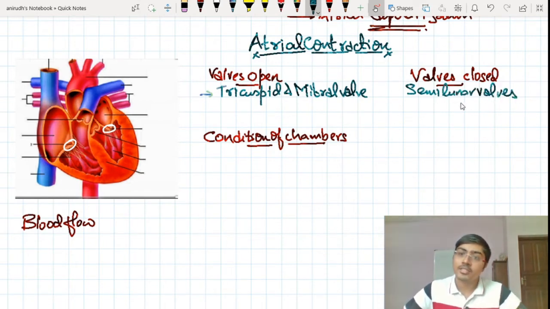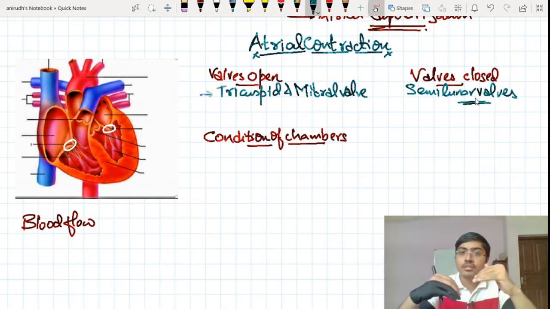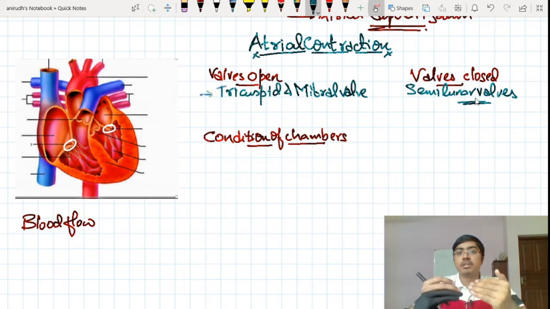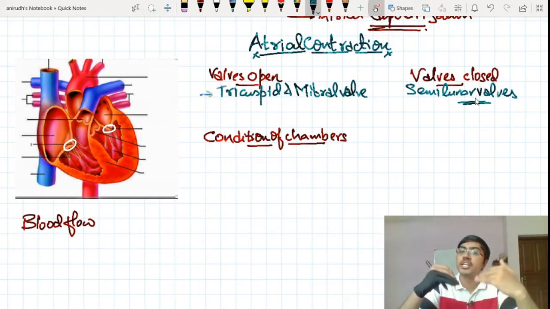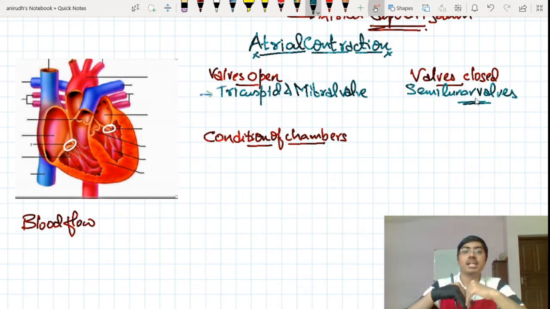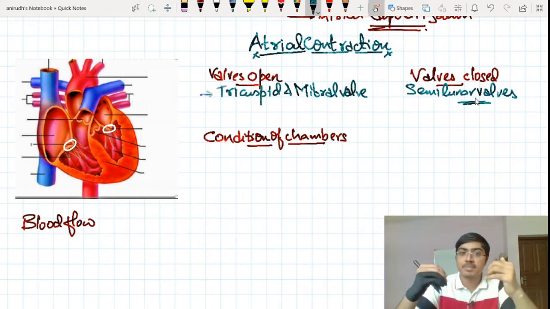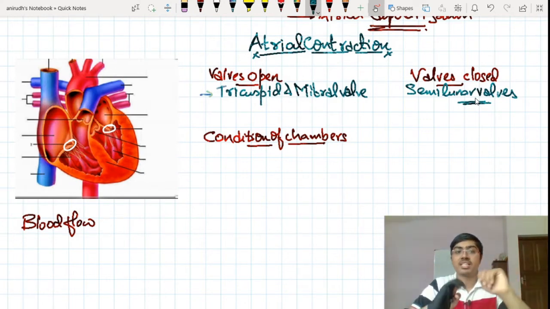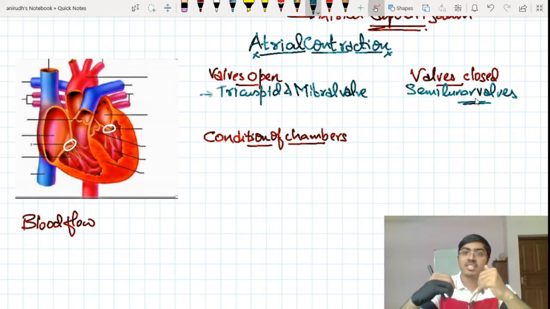Just like the joint diastole, there is no other closing and opening of valves that is happening during this particular phase. What has happened during the joint diastole is just continued into atrial contraction. In joint diastole you saw that the tricuspid and mitral valve were open. Here also the same valves are open. In the joint diastole the semilunar valves were closed. Here also the same valves are closed.